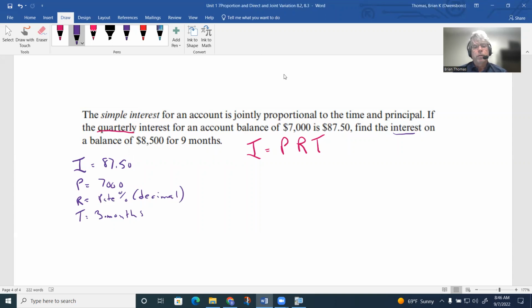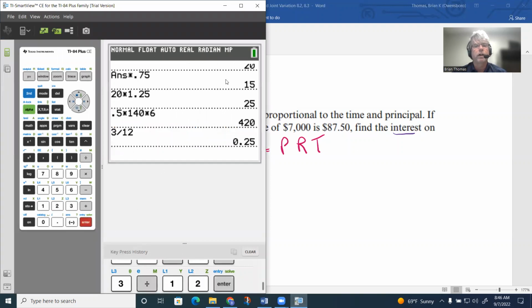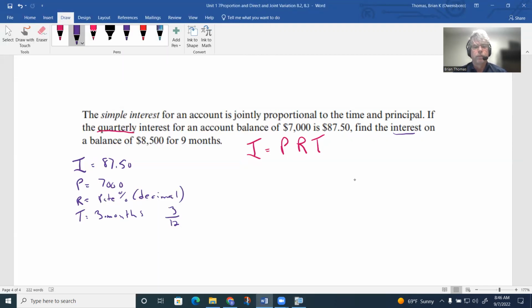So when we do this, though, you remember time has to be in years. So, 3 months is not a whole year. So that's a fraction of years. That's like 3 out of 12. So if I divide 3 by 12, that's going to give us 0.25. So it's going to be a quarter of a year. That makes sense. So if we start substituting into our formula, 87.50 was our interest.